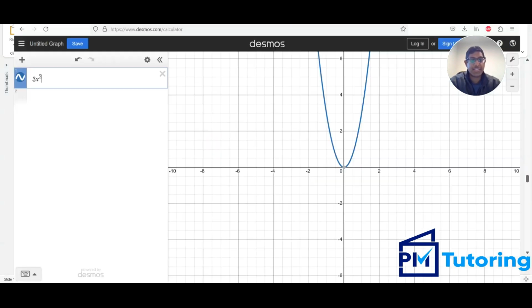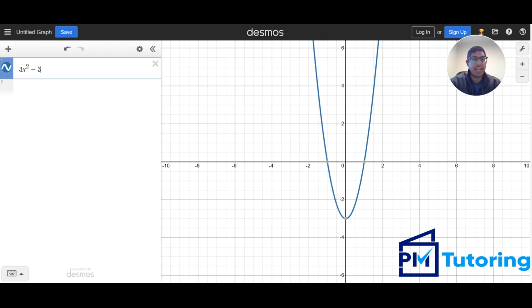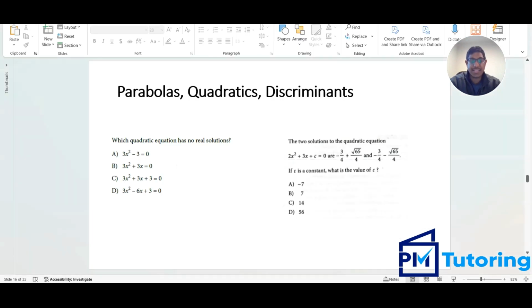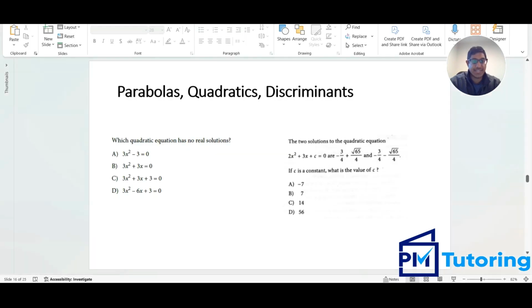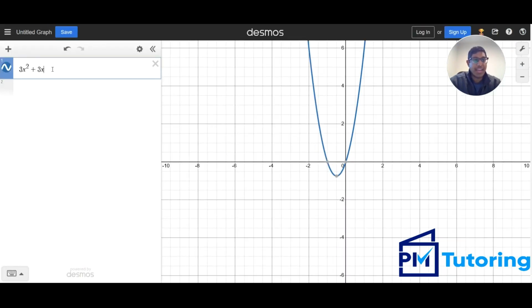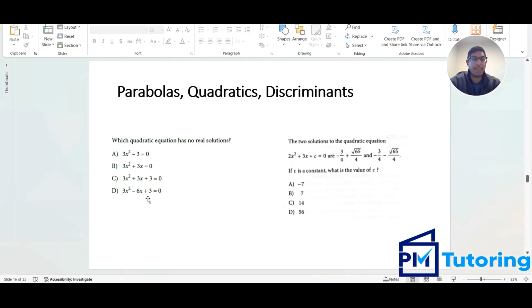So that's 3x squared minus 3. That does cross the x-axis. And again, we could just adjust these. So we have plus 3x as our next one. That crosses the x-axis as well. And then we add another plus 3 here. And that does not cross our x-axis. So this is going to be our answer, C.